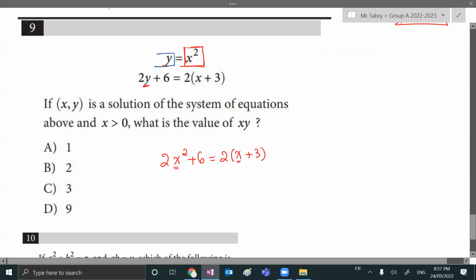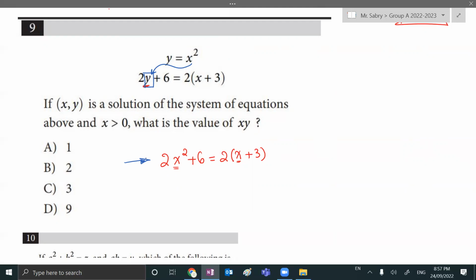I have y is equal to something, right? I'll remove this y and substitute the same thing, so instead of y I put x power 2. This is how I got this. Is this okay? Then what we're doing is mainly substitution, just like a system of equations: the substitution method.